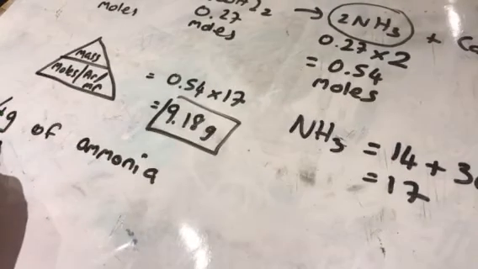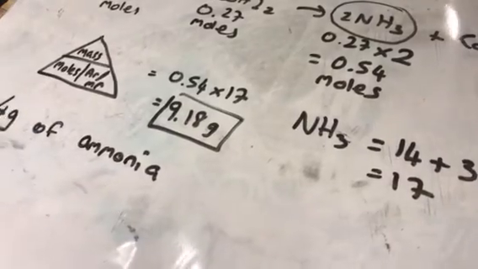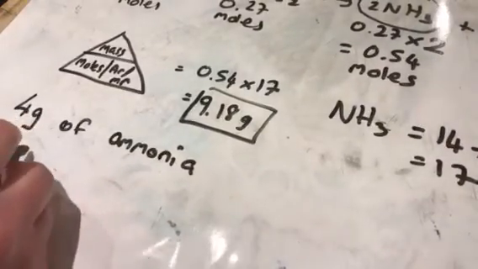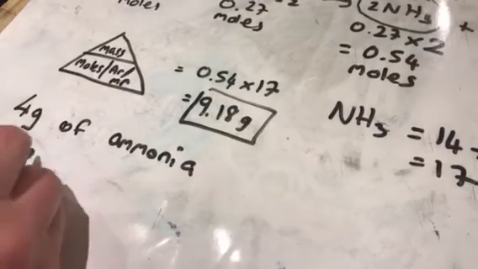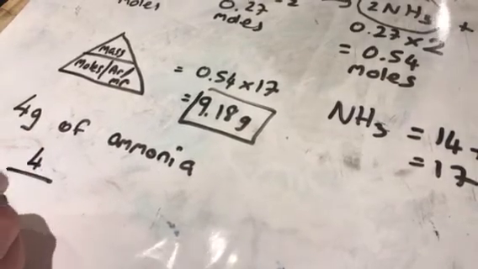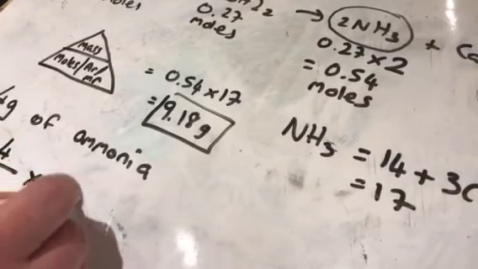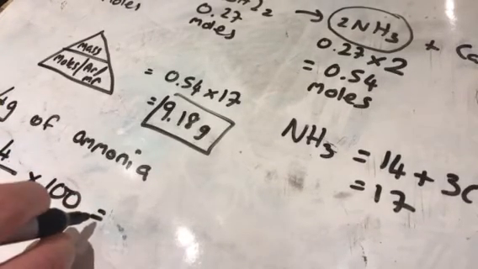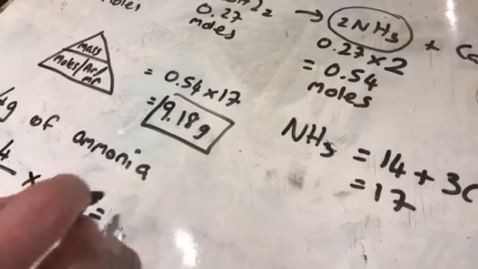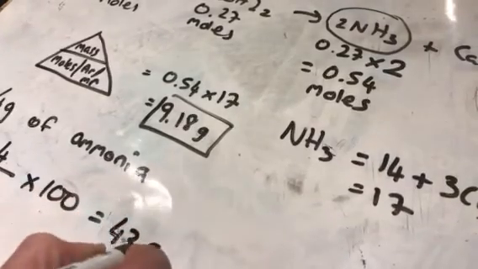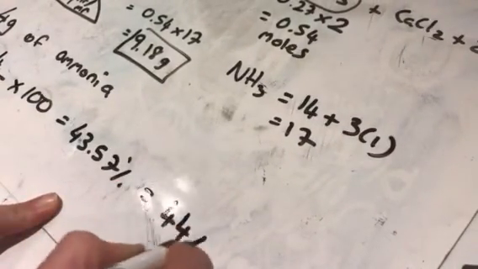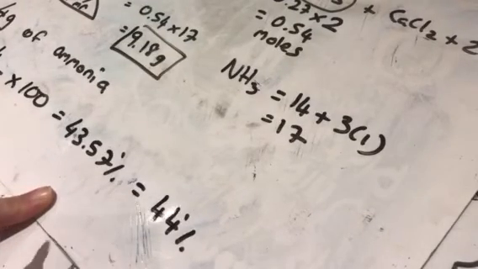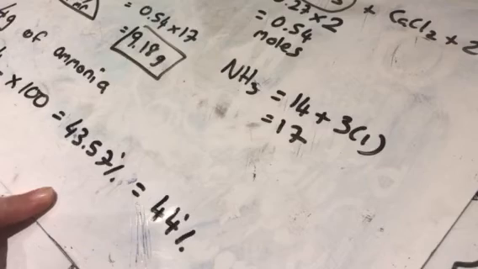So let's look at this. It's just like getting the percentage of a test. Imagine your 9.18 grams is what the total test is out of, and 4 grams is what you've actually got. You're trying to work out the percentage. So it's going to be 4 divided by your theoretical yield, multiplied by 100. So that is 4 divided by 9.18 multiplied by 100. Our actual yield is 43.57%. We usually round that to a whole number if it's a percentage, so that is equal to 44% actual yield.